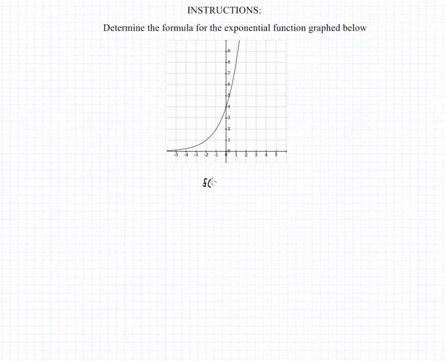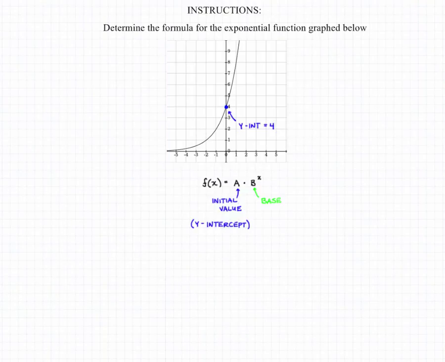So to determine the formula for an exponential function, it's helpful to remember what the basic exponential function looks like. And that is f of x is equal to a times b raised to the x. In this form, the initial value is represented by a, and the base of the exponential equation is represented by b. Now another name for the initial value is the y-intercept. So if we can find the y-intercept of this graph, we know what our value is for a. And in this case, we have a y-intercept equal to 4.